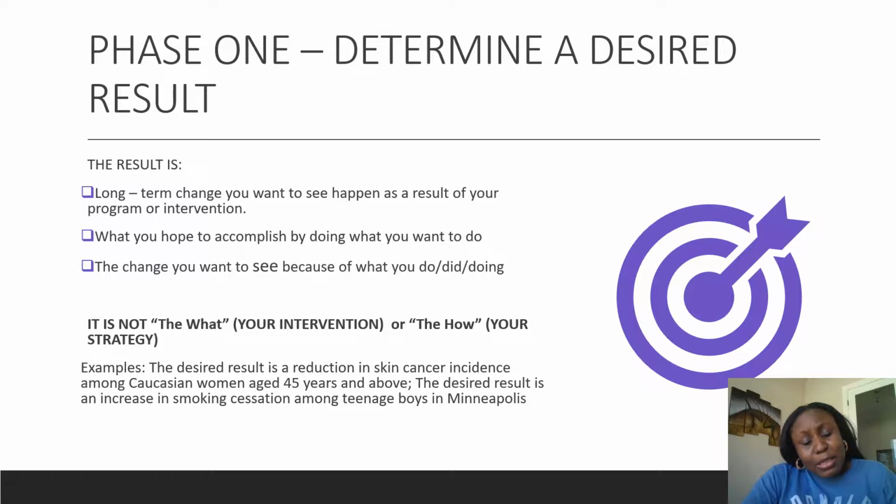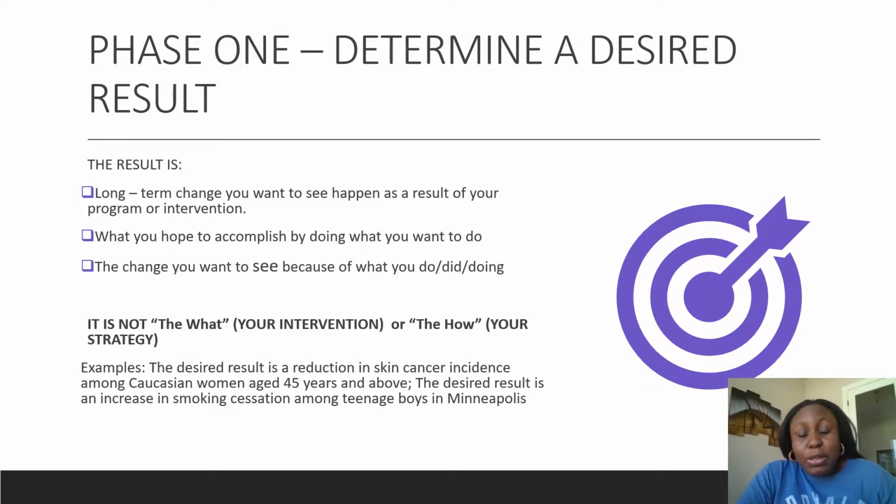Let's talk a little deeper about the first phase, which is determining a desired result. We work from the end in mind. What is a desired result? It is a long-term change you want to see happen as a result of your program or intervention. Another way to put it is this: it is what you hope to accomplish by doing what you want to do.